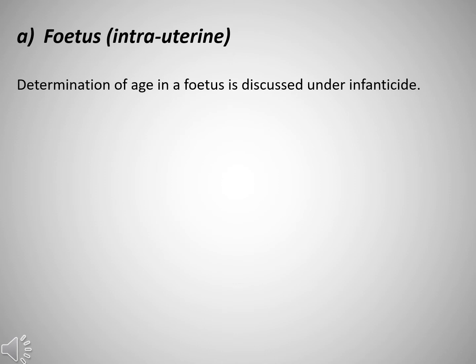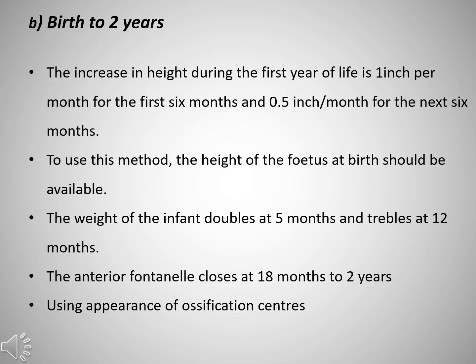Determination of age in a fetus is discussed under infanticide. Birth to 2 years. The increase in height during the first year of life is 1 inch per month for the first 6 months and ½ inch per month for the next 6 months. To use this method, the height of the fetus at birth should be available.